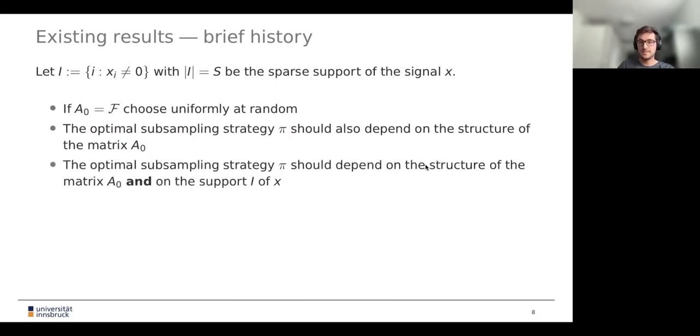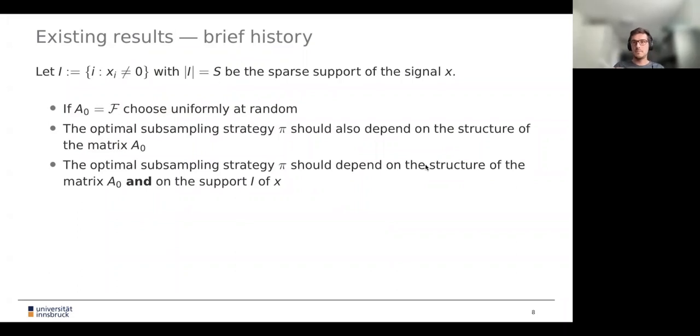The next results, very recently, 4 or 5 years ago, maybe, said something like this: these probabilities should not only depend on the structure of the matrix, but also on the structure of the sparse signal. So it should make a difference if the non-zero locations are all at the top of the vector, or if they're at the bottom. The subsampling strategy should take into account where the locations of the non-zero coefficients are. This has the huge drawback that you actually need concrete information about the sparse support. You need to know where the non-zero coefficients of your vector x are, which in practice might not be such a reasonable assumption.